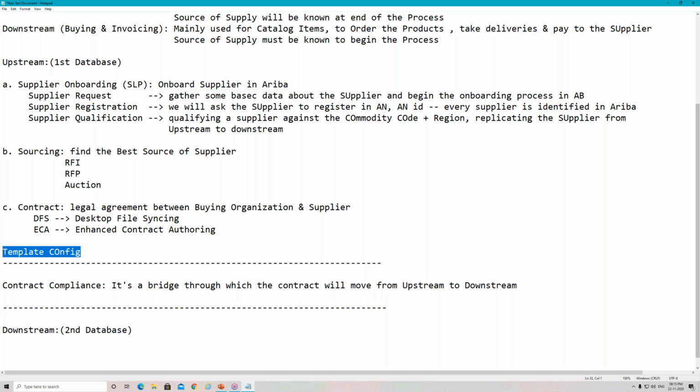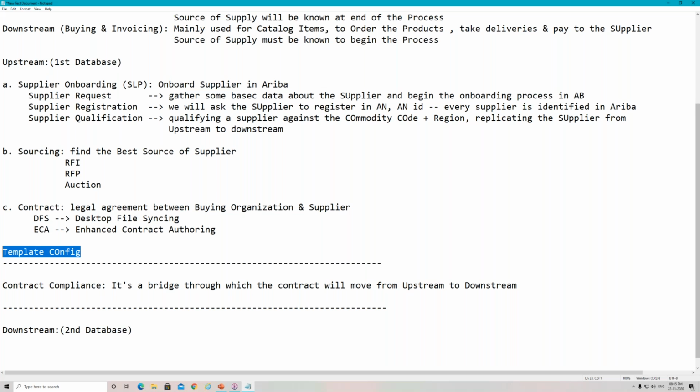So please don't think that in Ariba you will go and configure the transactional document configuration, document type configuration, and approval workflow separately. No. Everything is present in the template for the upstream part. That is why, majority of the time in upstream, whenever we go into the configuration sessions, we are going to go into the template.